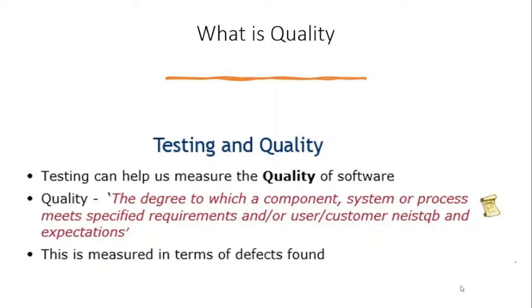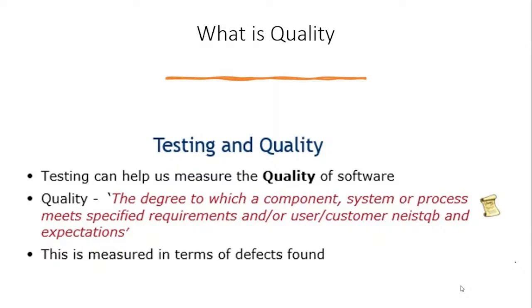So we'll see the ISTQB definition of quality. This is the definition ISTQB has given us. Quality is the degree to which a component, system or process meets specified requirements and/or user or customer expectations. So when you go and check the cycle, you are checking the quality of the tires and the brakes, everything. I am the customer, I am going and checking the product. So it should satisfy my requirements.